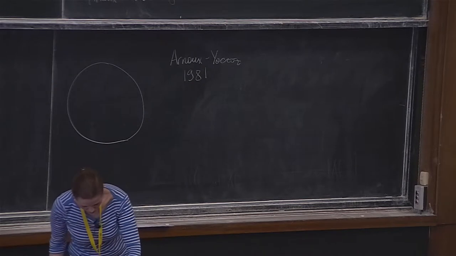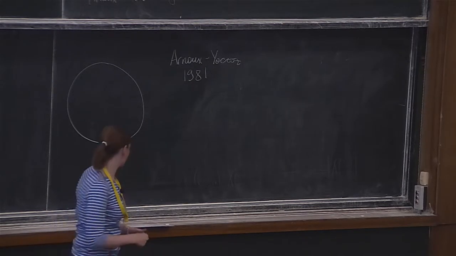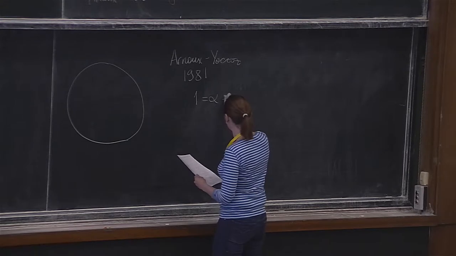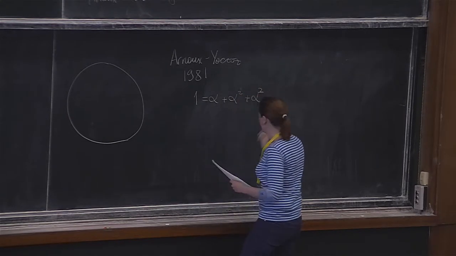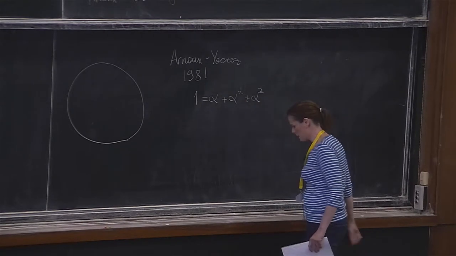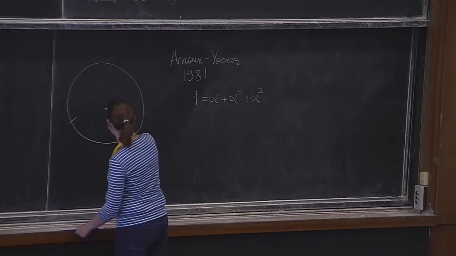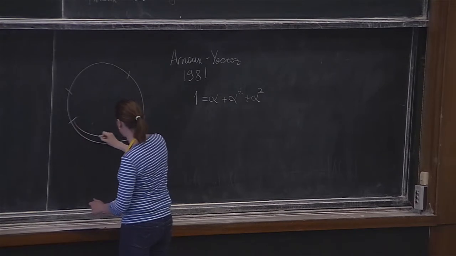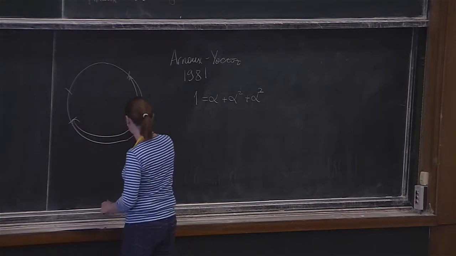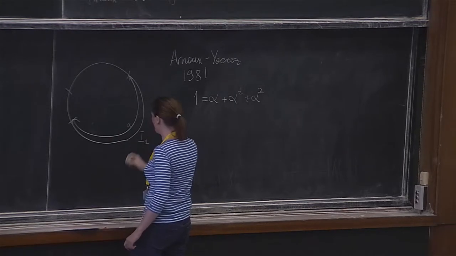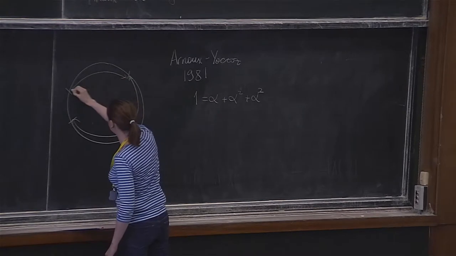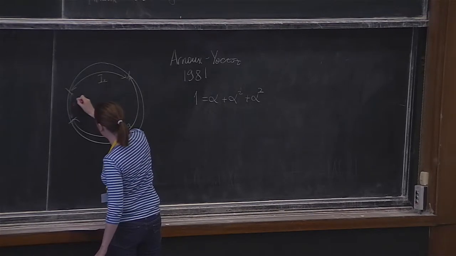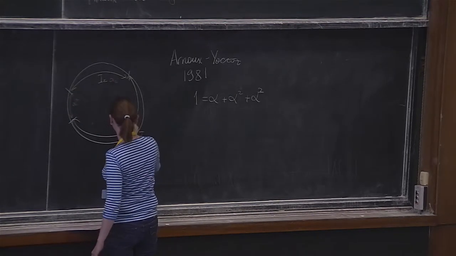We take a circle, and we divide it into 3 parts. And these 3 parts have to be chosen in a kind of smart way. I will take alpha such that alpha plus alpha squared plus alpha cubed is equal to 1. So I will divide my circle into three parts. One will have length alpha. This will be the interval of length alpha, and I will call it E1. Then there will be an interval of length alpha squared, and this will be E2. And then there will be an interval of length alpha cubed, and it will be E3.